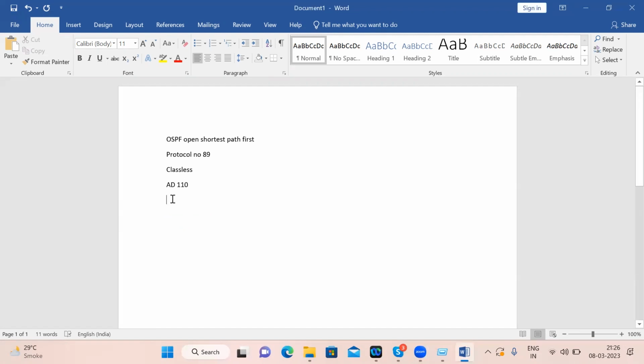Any points? Multicast address. Very good. What is the multicast address which OSPF uses? 224.0.0.5 and 224.0.0.6. In some conditions they use 6 also. But by default in every condition they use 224.0.0.5. So better to learn both 224.0.0.5 and 224.0.0.6. Anyone else?